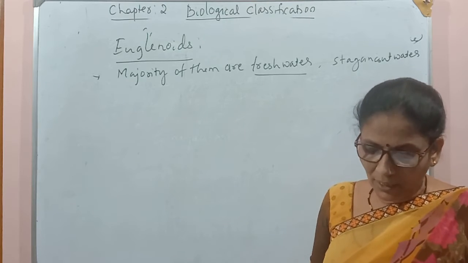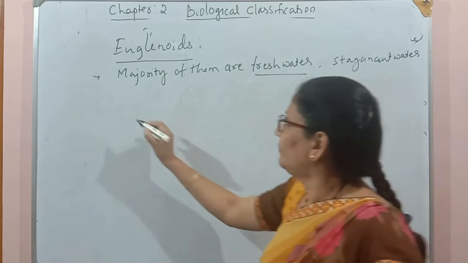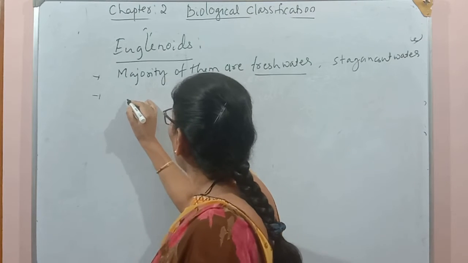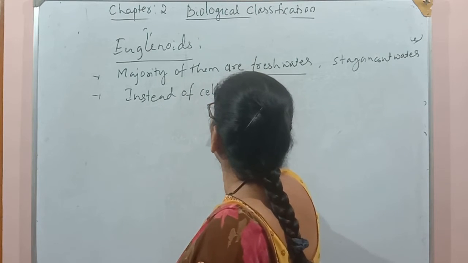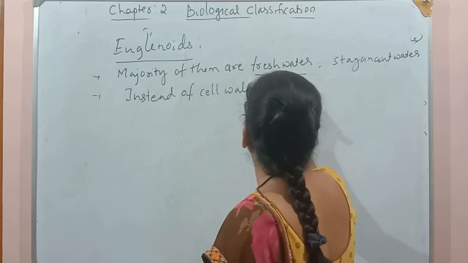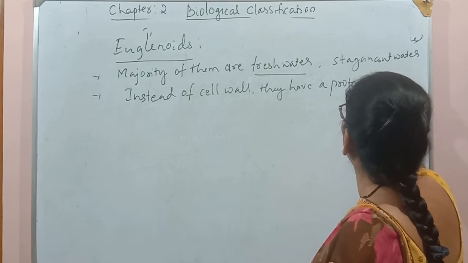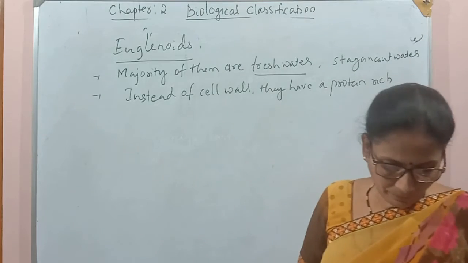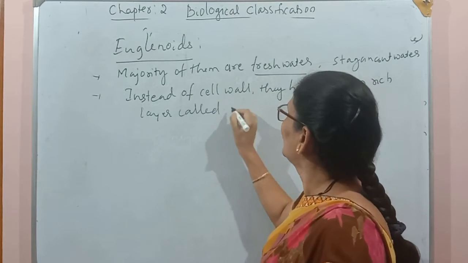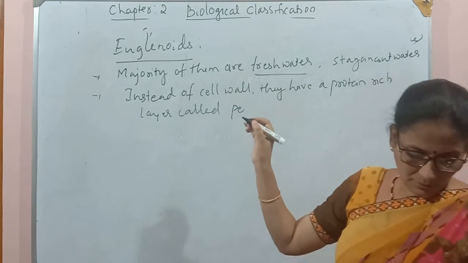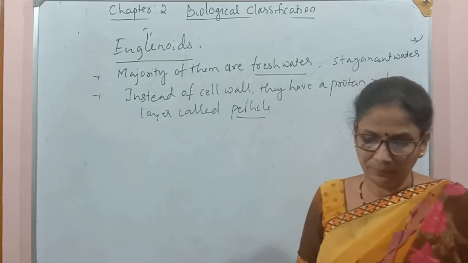Instead of a cell wall, they have a protein-rich layer called the pellicle. They do not have the cell wall. Instead of cell wall, they have a protein-rich layer called pellicle. And because of this, the body is flexible.